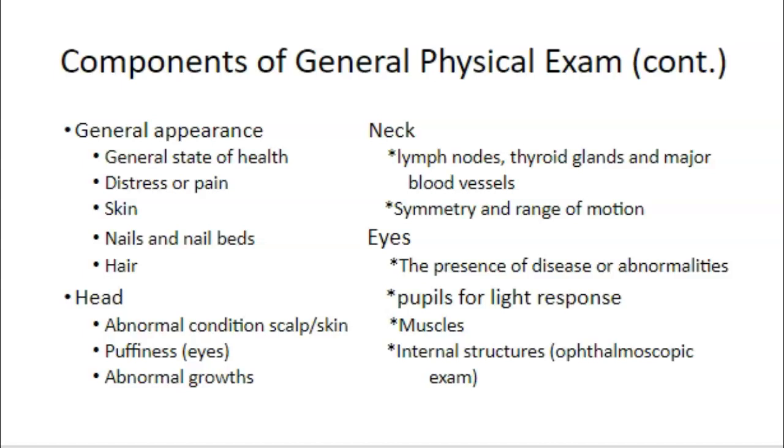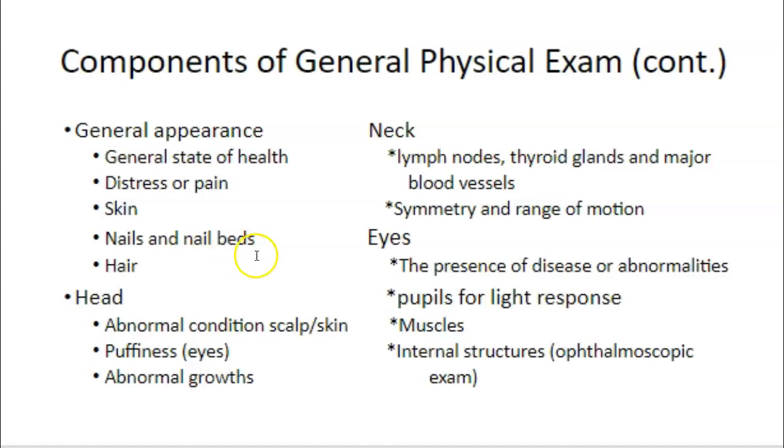You always want to check the nails, the nail bed, and the hair. The nails can give you a lot of information, whether or not there's good capillary refill. If the nail beds have any pitting or anything in there, a number of disease processes can actually be detected by the nail beds. Hair is important too, just looking at texture, fullness, whether or not there's any alopecia or any gaps in the hairline. That's important to look at.